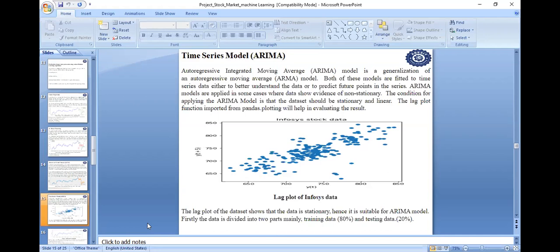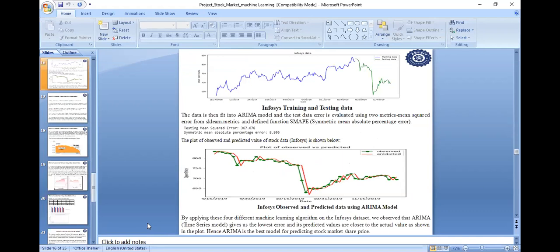First, the data is divided into two main parts. Training data is 80%, while testing data is 20%. So this is the Infosys training and testing data. The blue line depicts the training, and the green line depicts the testing.